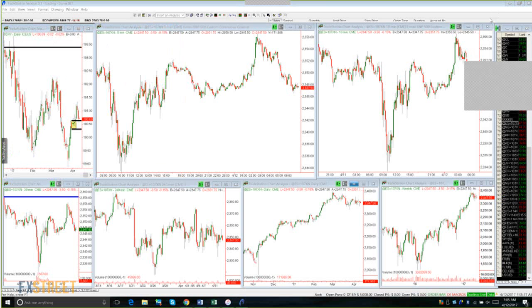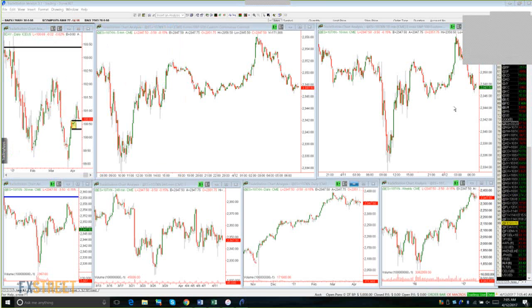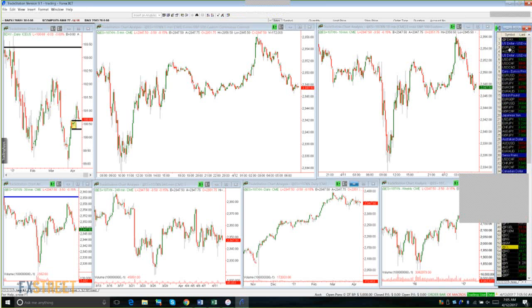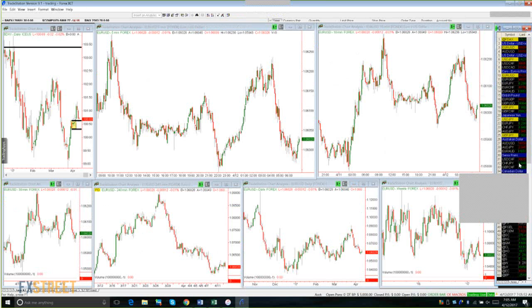So let's look at some other markets. You can see the equity index markets have some supply levels sitting just above. Let's go to some FX markets. And again, if you have an FX market you want to see, let me know. Otherwise, I'll just run through the majors.